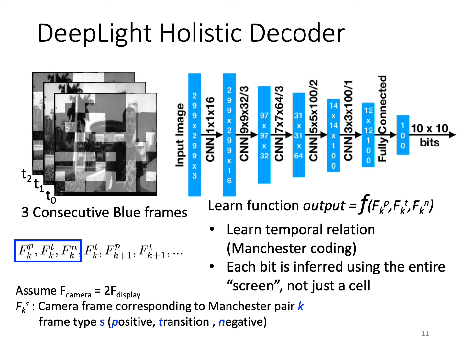Second, each output bit is inferred from the entire input image, not just one cell. So we don't need grid splitting at all. So now, what if the input stack is these 3 frames?